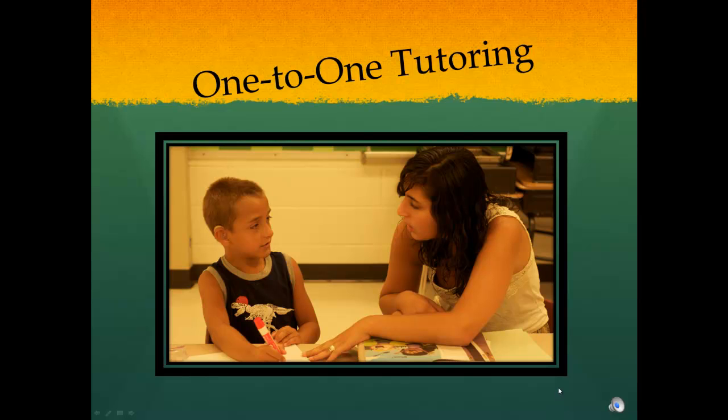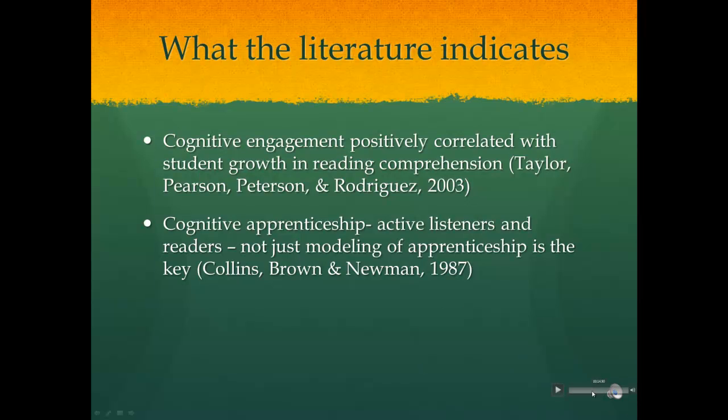As previously stated, the focus of our research was on their interaction patterns within the one-to-one tutoring session during reading activities. We went back to the literature to better understand the one-to-one tutoring situation, and we learned that cognitive engagement positively correlates with student growth in reading comprehension. Also having a positive impact is cognitive apprenticeship, but it is the active aspects of the apprenticeship, not just the modeling, that has the positive correlation with learning.